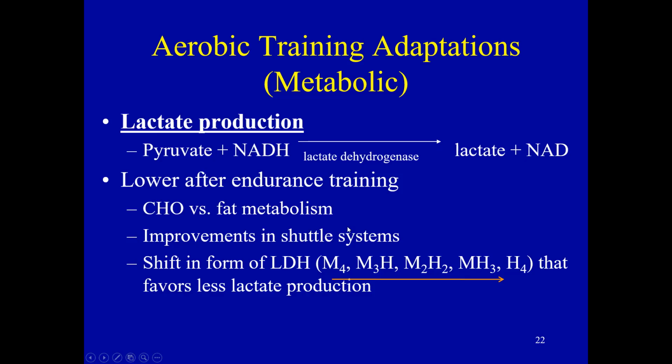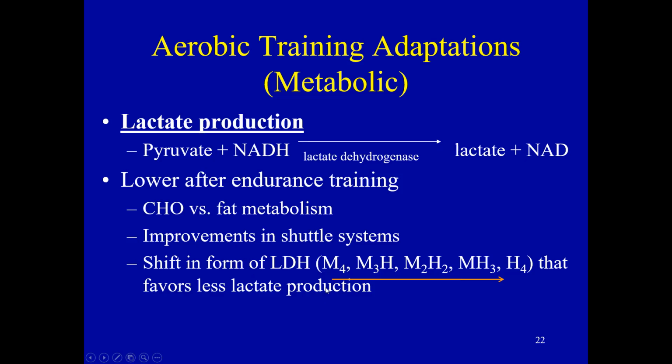Also, improvement in the shuttle systems. What I mean by that is, remember this NADH is out in the cytoplasm. For lactate to form, NADH has to react with pyruvate. But remember, there were those two shuttle systems, malate aspartate and glycerol phosphate, that move this NADH into the mitochondria so it could be used in electron transport. So if those shuttle systems improve, you get more of this NADH moved into the mitochondria, and less is able to react with pyruvate to form lactate. Thus that would lead to less lactate production also.